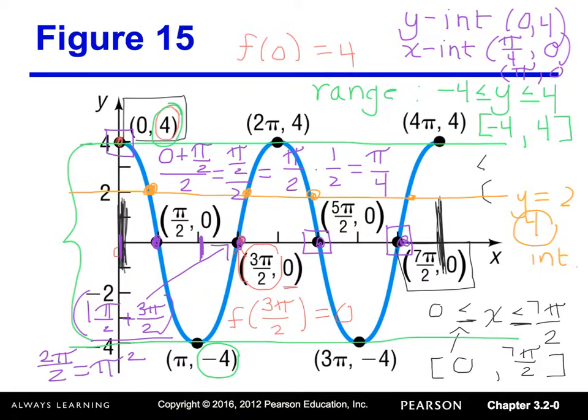We were also asked to determine where f of x is equal to -4. So we're not giving you the value of x, but rather we're giving you the value of f of x. f of x is just saying y is equal to -4. Well, I can see that y is equal to -4 here, and I can see that y is equal to -4 here. So the values of x, where f of x is -4, are pi and 3 pi.